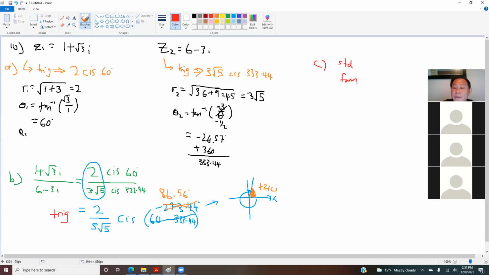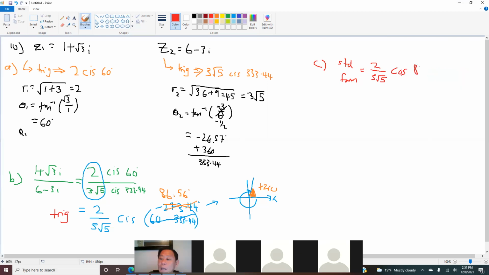What happens in standard form is you just multiply in. So you just multiply 2/3√5 times cosine of 86.56, plus the same thing, 2/3√5 times the sine of 86.56, and you put an I next to it. So this is what we call the standard form: you just take what we have here and just multiply it.